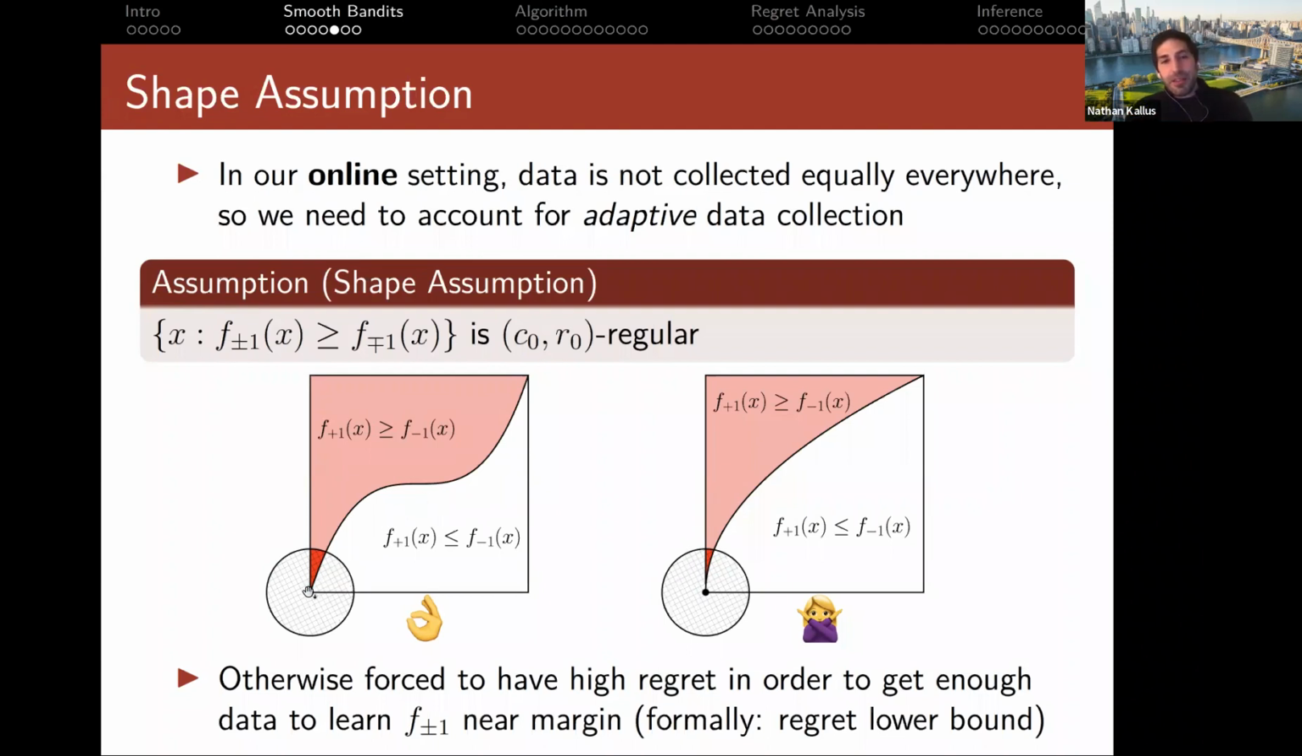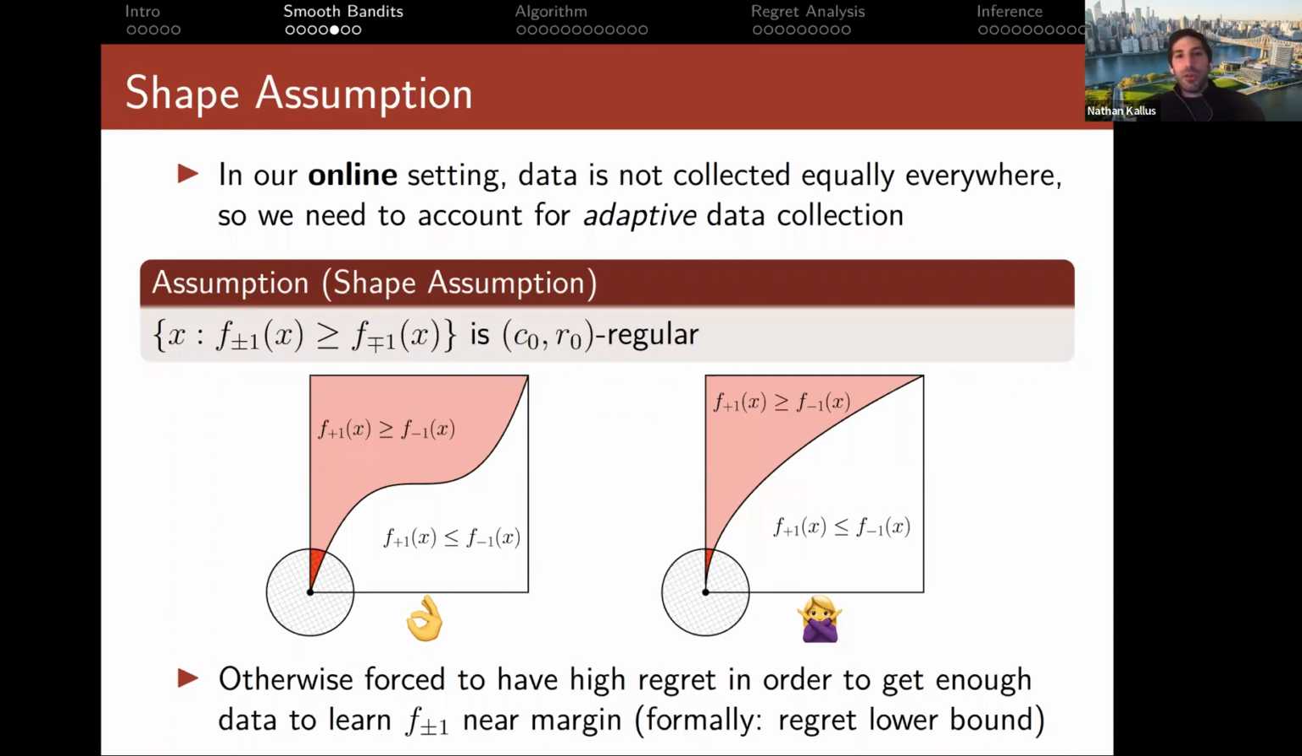To get very high quality estimates, we need to ensure a lot of data. If the sets are regular, that means that, say, if I want to learn arm +1 at this point here, it's enough to play arm +1 in this red region, and I will be able to learn it because I'm going to get order r to the d data. If I'm in this irregular setting, however, it means that just playing arm +1 in this red region will never be enough. I will be forced to play it in this white region, but in the white region, arm +1 is suboptimal, and therefore I will collect a lot of regret. So that's the intuitive reasoning for this. Formally, what we can show is that in the absence of the shape assumption, the minimax regret is orders larger. It's of a different regime completely.